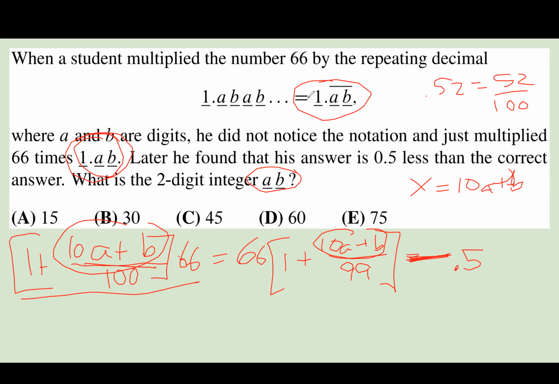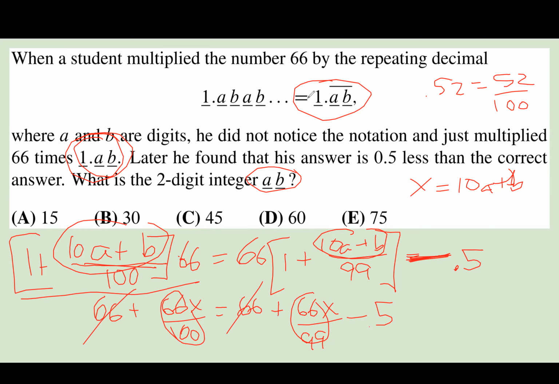So let's see what happens here. We're going to get 66 plus 66x over 100 equals 66 plus 66x over 99 minus 0.5. So we just have to solve that. It's a lot of algebra. Basically, 66 over 100 reduces to 33 over 50, and this reduces to 2/3. We can cancel the 66s out.